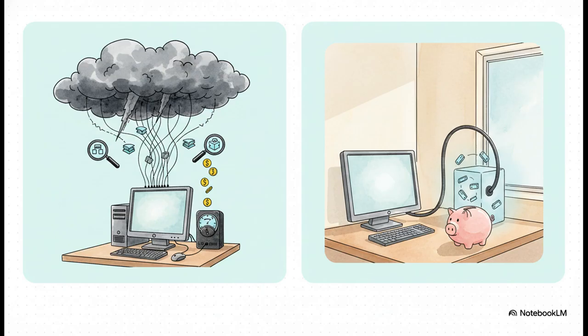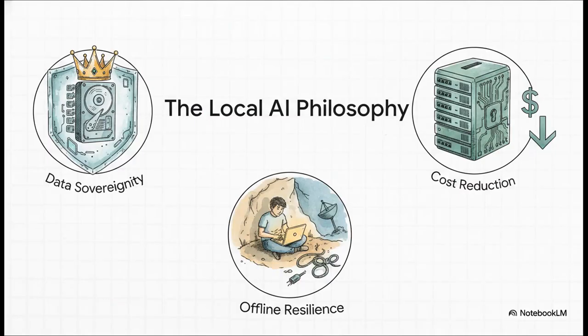Well, local AI completely flips that script. Your data stays yours, period. There's no cost for every little question you ask, and it works just fine without an internet connection. And this really gets to the heart of it. First, you get what's called data sovereignty, which is just a fancy way of saying your sensitive information never, ever leaves your computer. Second, you can seriously cut down on operational costs. And finally, offline resilience, which is a massive advantage for anyone who doesn't have a perfect internet connection 24/7.